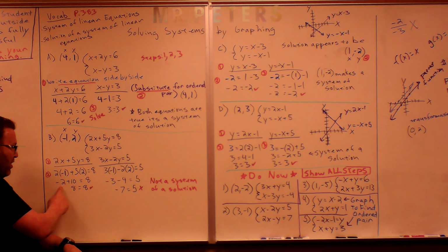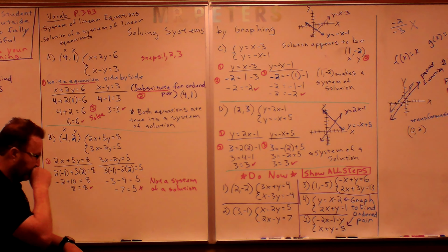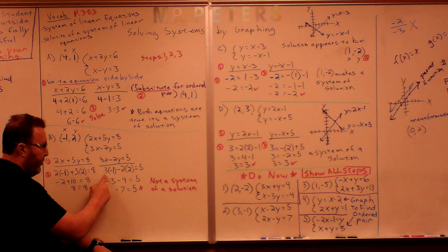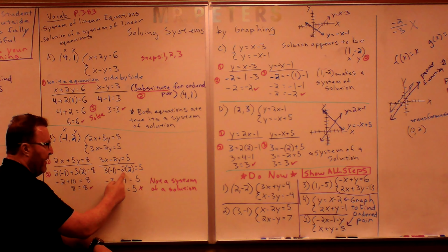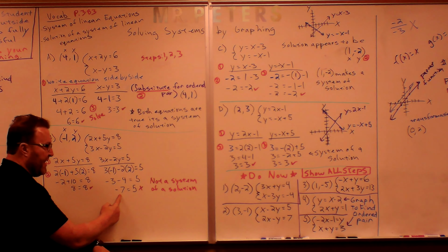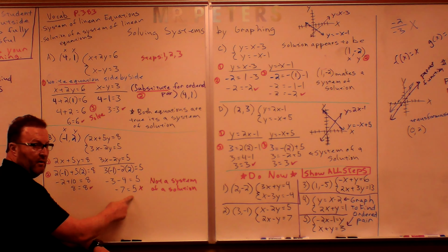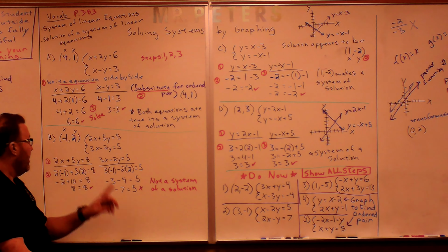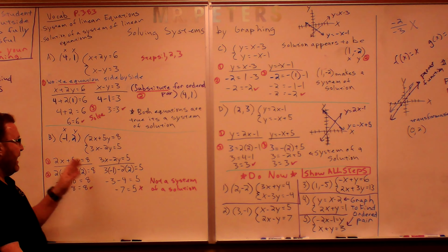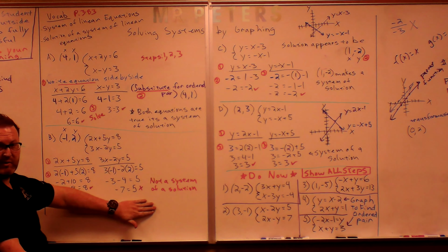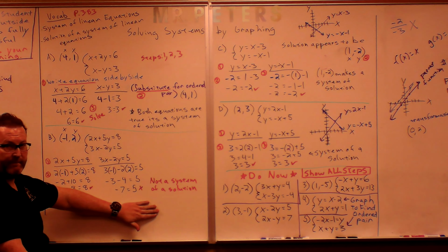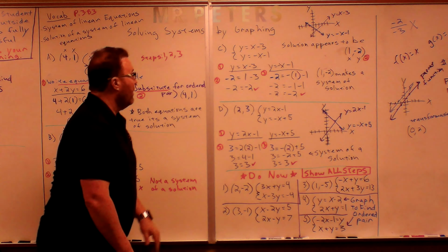2 times negative 1, negative 2. 5 times 2 is 10. Bring down the 8. Solve. Negative 2 plus 10, 8. 8 equals 8. This one's okay. Next one. 3 times 1, negative 3. Negative 2 times 2, negative 4. Adding negative 4 and negative 3, negative 7. Oh, this doesn't work. So we don't have a solution here. This ordered pair will not work. It has to work in both of them for it to be a solution of the system. Are we clear? Okay.